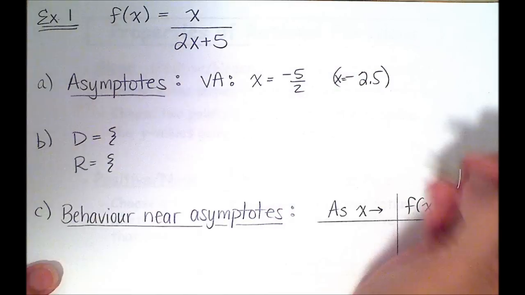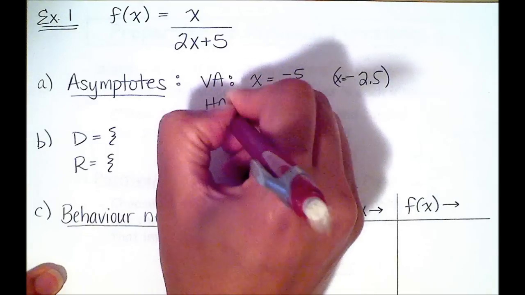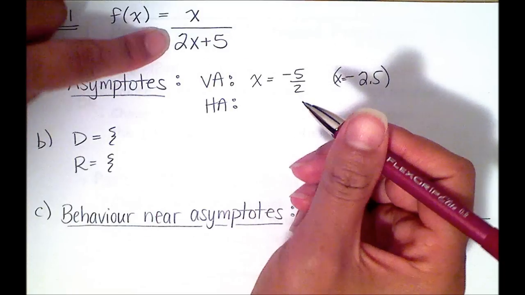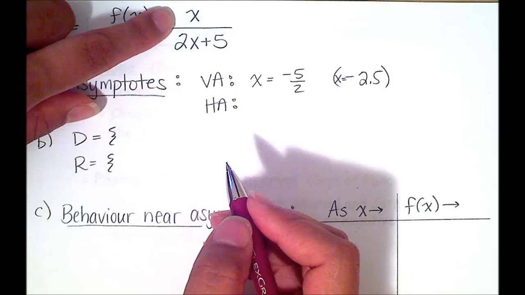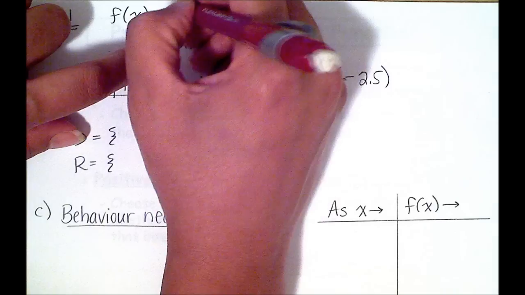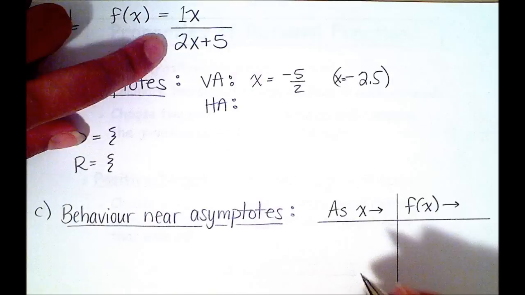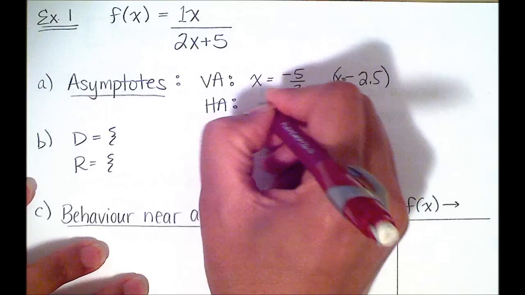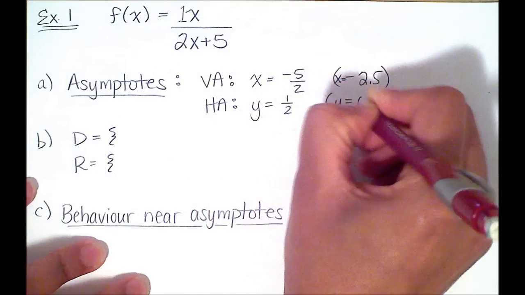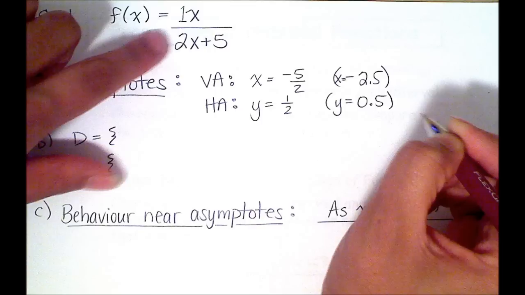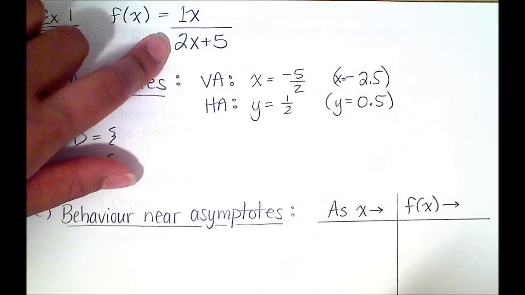And then for the horizontal asymptote, because the degree of the numerator and denominator is the same, you want to look at the coefficient of the x in the numerator and the coefficient of the x in the denominator. There's an imaginary 1 at the front here. So that tells me that the horizontal asymptote is at y equals a half, or y equals 0.5. We're looking at the coefficients of x in the numerator and denominator to help us figure out the horizontal asymptote.